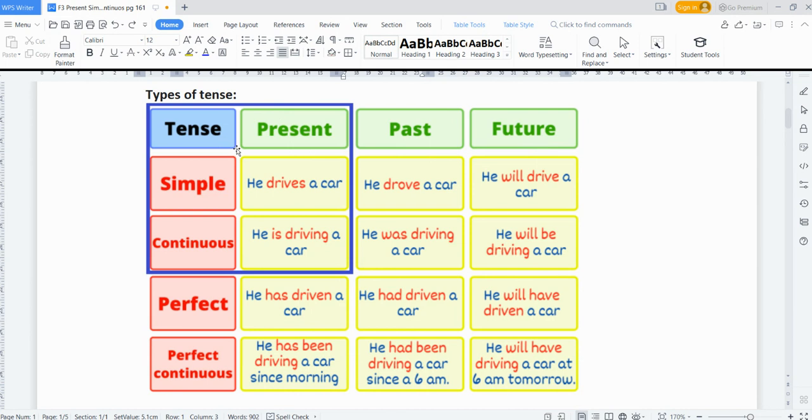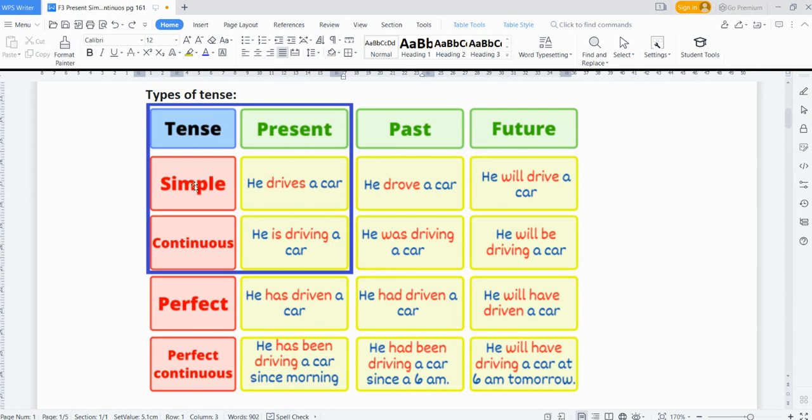And for each tense ni, present, past, and future ni, we have present simple, we have continuous, we have perfect, we have perfect continuous. So basically, in English tenses, we have present simple, present continuous, present perfect, present perfect continuous, past simple, past continuous, past perfect continuous, future simple, future continuous, future perfect continuous. So basically each type of tense ni functions differently.